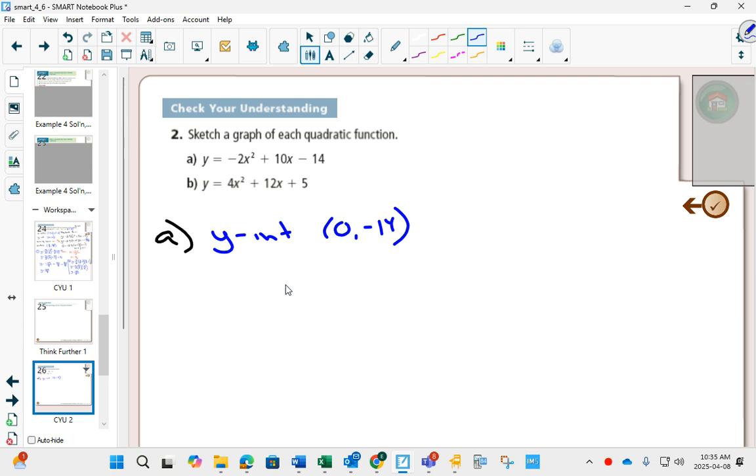And now I have to decide how I want to find my vertex. Do I want to complete the square, or do I want to see if it can be factored and solve it that way? Okay. Generally, I'm going to say standard form is better, so I'll do both.